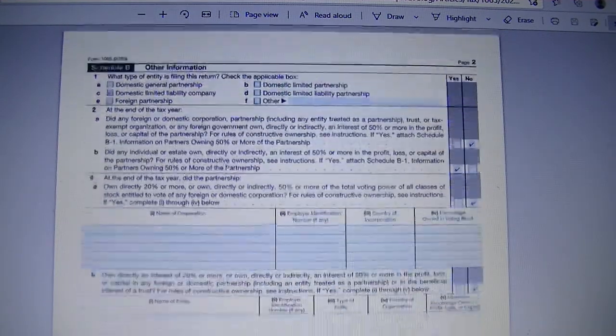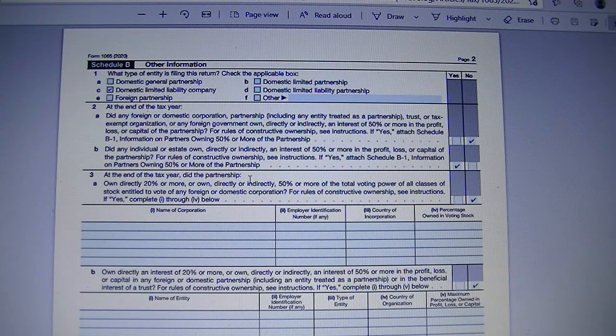So now let's talk about Schedule B. Schedule B, take your time to read it. You have the questions to answer here. If that's an LLC, a domestic one, you check 1C, or you check whichever one applies. And then you read to see if that's yes or no, and check accordingly.